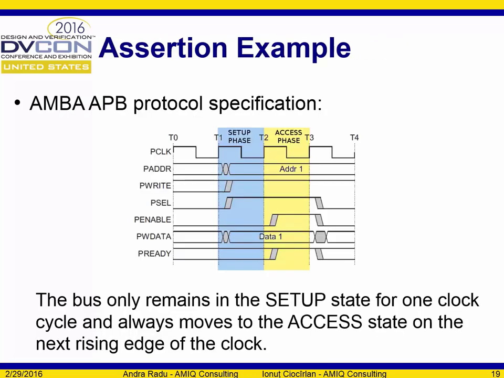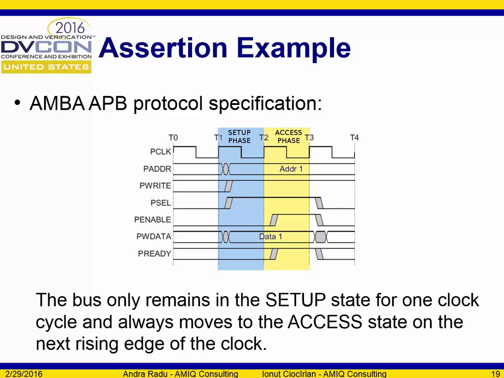Now that we've seen some best practices, let's actually start building an assertion. For this, we've chosen an excerpt from the AMIQ protocol specification. It will be a very simple assertion. We have this excerpt: the bus should only remain in the setup phase for 1 clock cycle and always move to the access phase on the next rising edge of the clock.